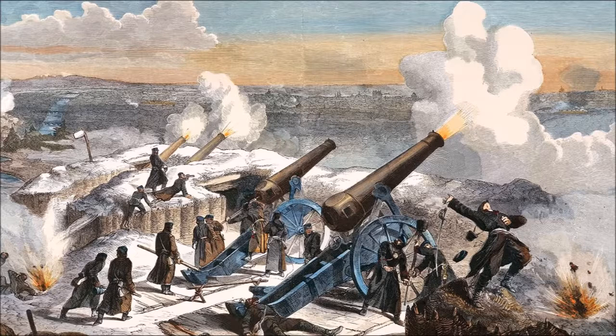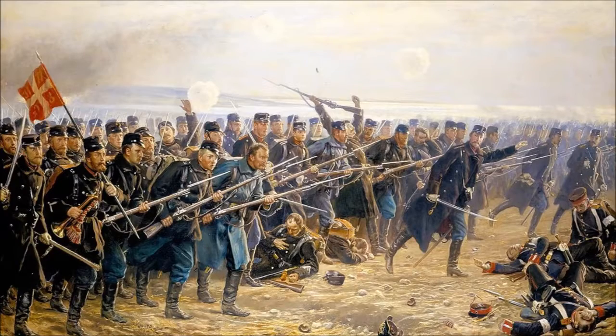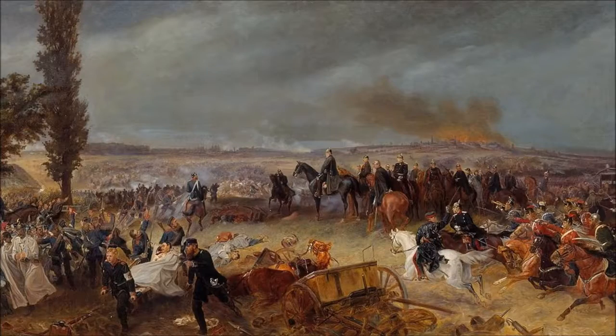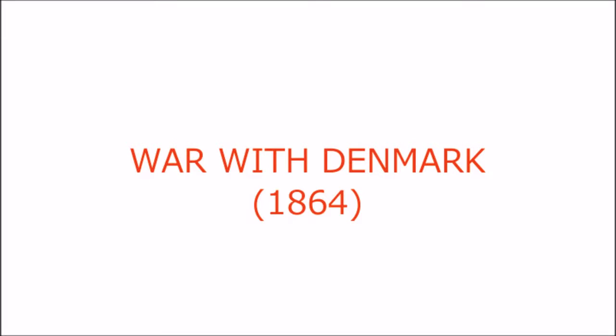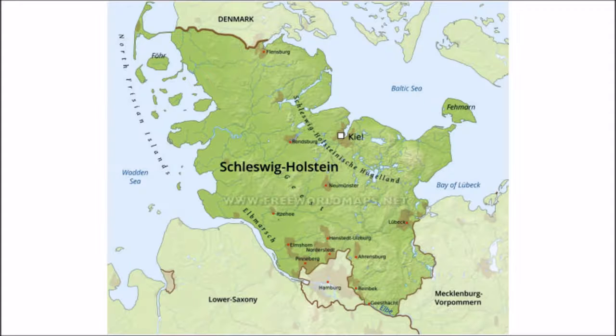Thus, Germany was involved in three major conflicts which completed the process of German unification. These were the War with Denmark in 1864, the Austro-Prussian War in 1866, and the Franco-Prussian War in 1870-71. So, War with Denmark, 1864.